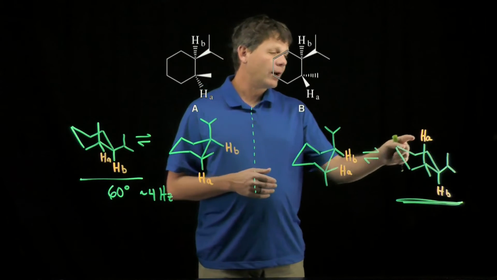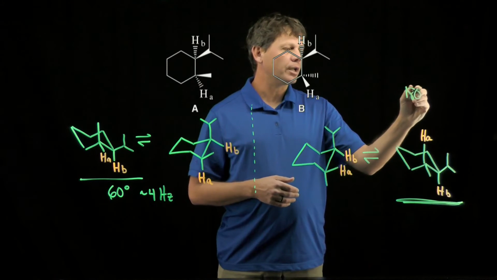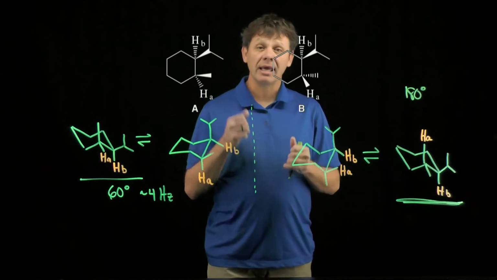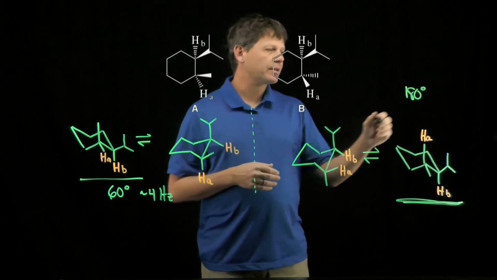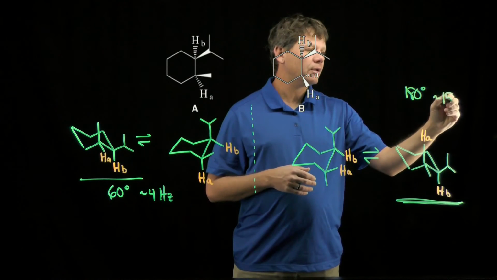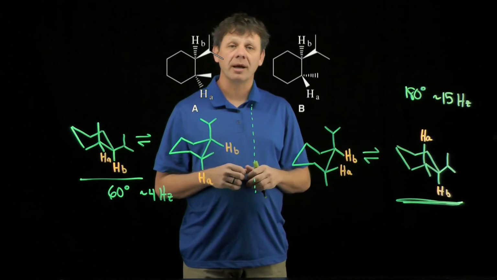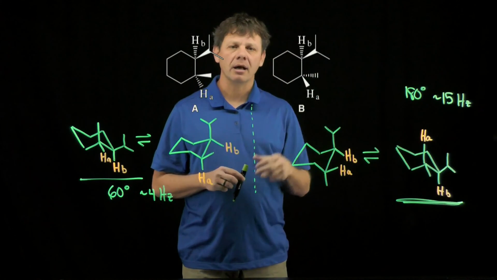position. Well, now the dihedral angle between HA and HB is 180 degrees, and we expect to have a coupling constant when HA and HB have a dihedral angle of 180 degrees. We expect a coupling constant of around 15 Hertz. So if our NMR spectrum shows a coupling constant of around 15 Hertz, it's likely we would have made compound B.